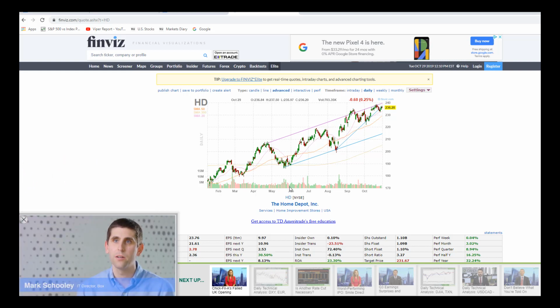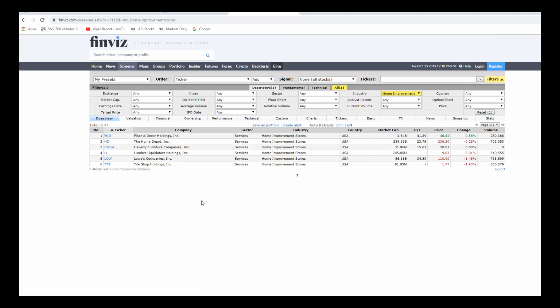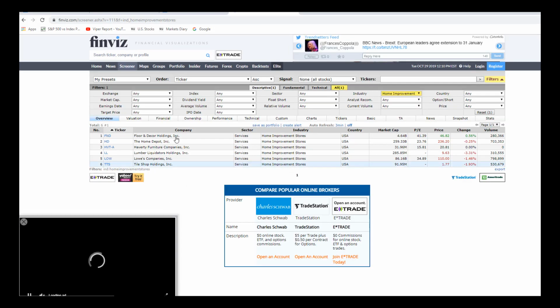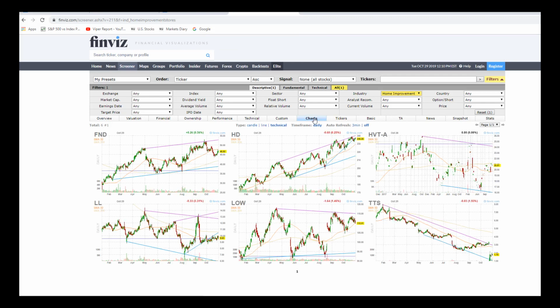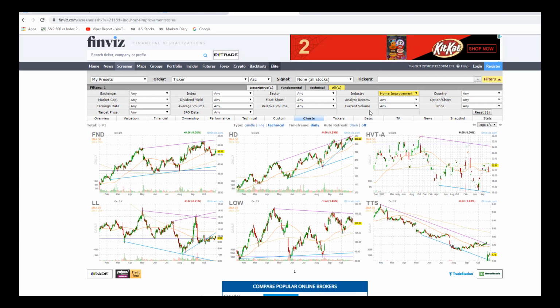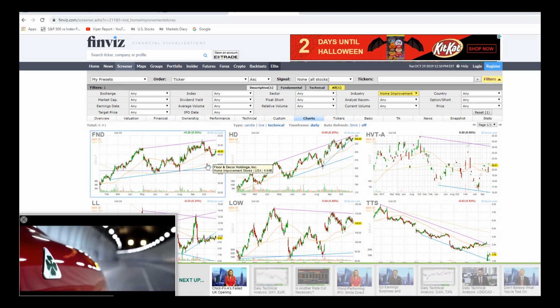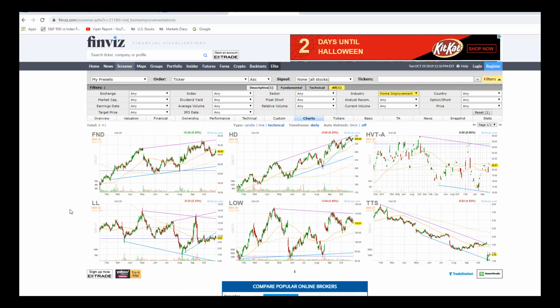And the nice thing about this is if you click on home improvement stores down below here, you get a list of all the home improvement stocks. Not too many in that category, but there are a fair number. And also you can go here to say charts, and you'll get charts of each one of those. So you get a quick idea of what you're looking at and whether anything looks particularly interesting. See, Lowe's has a much different pattern right now than Home Depot. But let's go back to that.